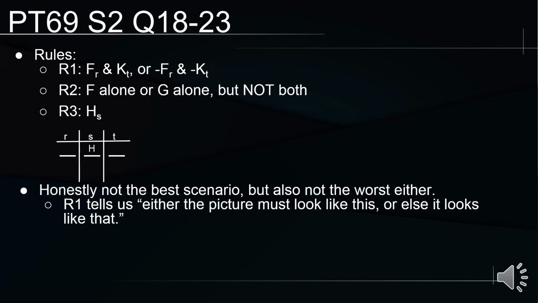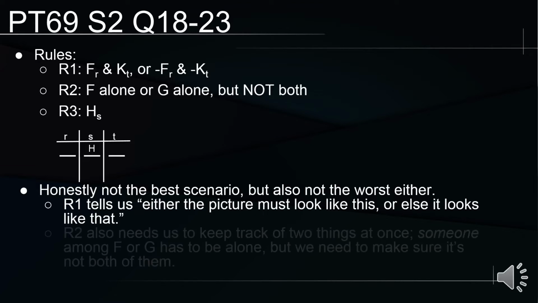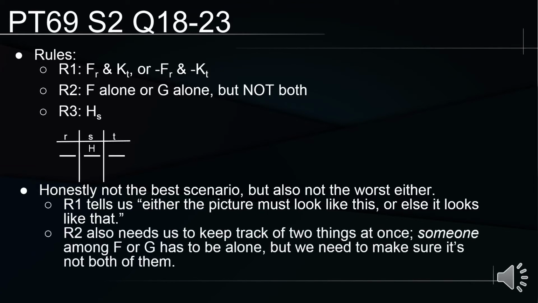It's fairly simple. It just so happens that the simple reality is that there isn't a whole lot of certainty there. Similarly with rule number 1, rule number 2, as I've been insinuating, works very much the same. It also needs us to keep track of two things at once. Someone among F or G has to be alone, but we need to make sure that it's not both of them. So again, just as we're either in the FR-KT scenario or the not-FR, not-KT scenario, we are either in the F alone or G alone scenario. It's kind of a similar mechanic to me.